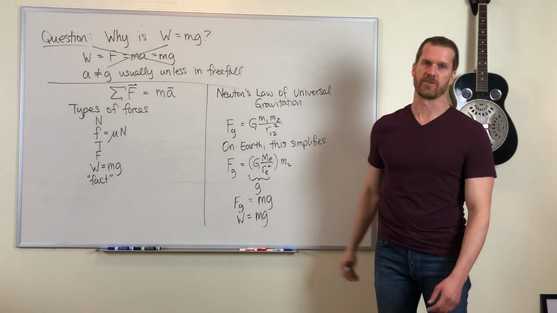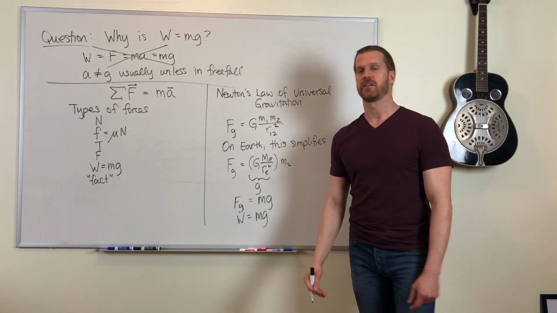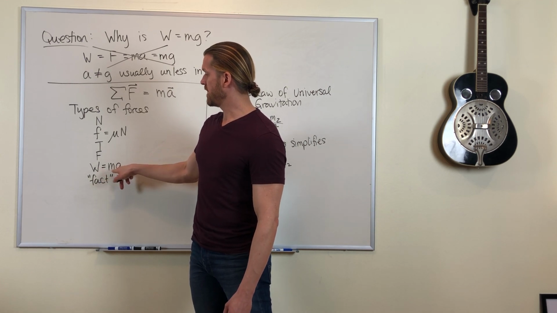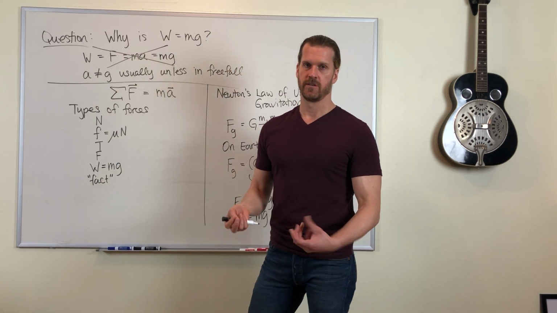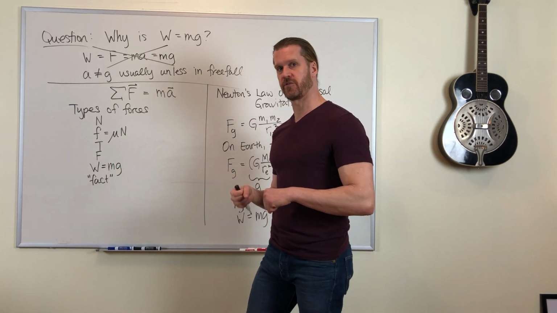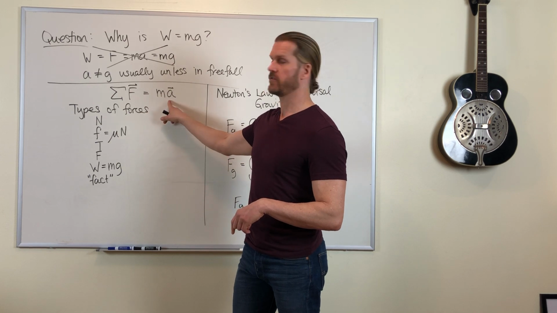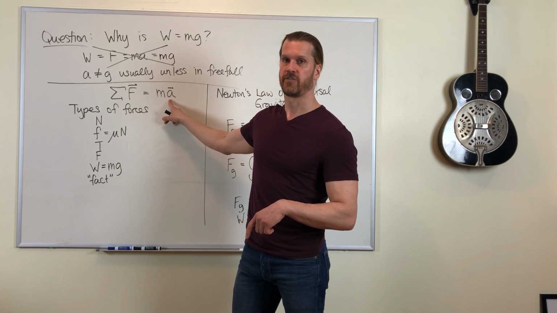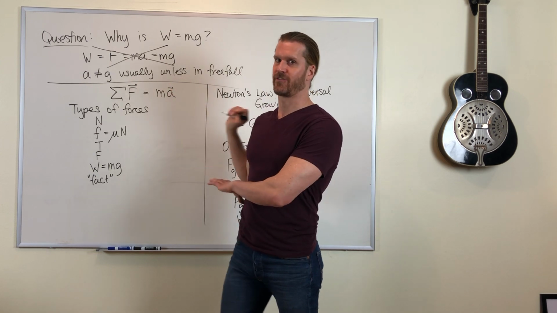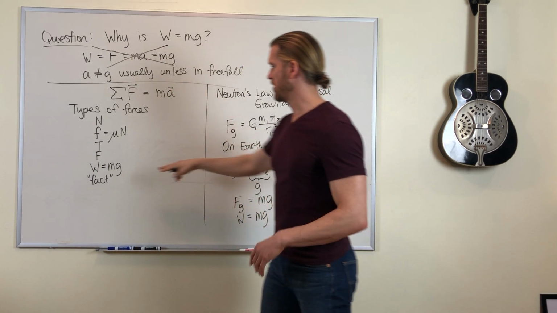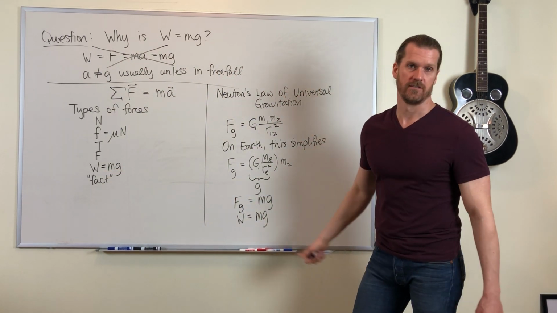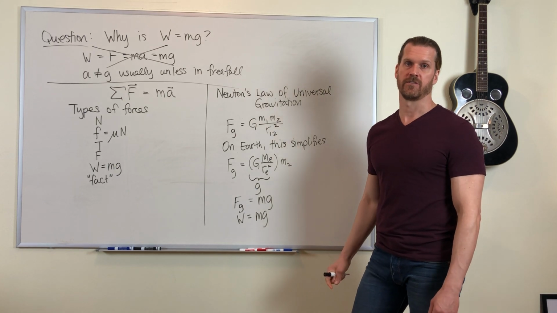So we'll learn more about this later. But the important thing to keep in mind is that mg is an expression that tells you how big this force is. It's not an expression that comes from Newton's second law using acceleration. So we didn't need to use the right-hand side of Newton's second law to come up with this fact, W equals mg. That is a different law of physics, the law of gravitation.